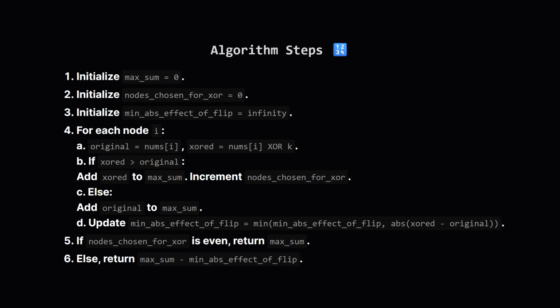If this difference is smaller than our current minimum absolute effect of a flip, we update it. 5. After checking all nodes, if our nodes chosen for XOR count is even, we just return the max sum we've built up. 6. But if that count is odd, we return our max sum minus the minimum absolute effect of a flip. And that's the whole algorithm.